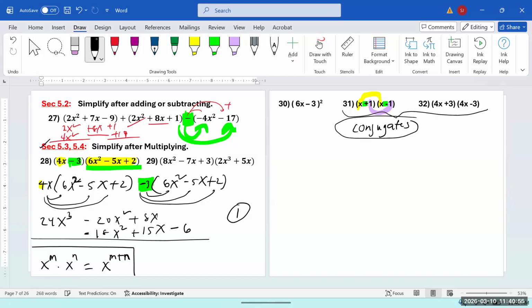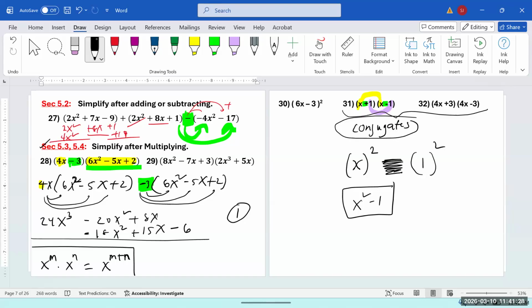Any time you multiply two conjugates, what do you get? The first thing squared and always minus the second thing squared. So that's all you have to do. The first one squared minus the second one squared. In other words, you get x squared minus 1. If you do the distribution, you're going to get the same result, but distribution will take you longer.